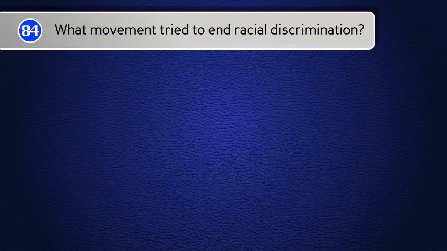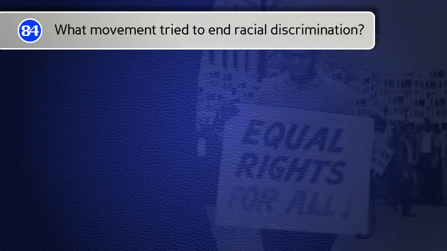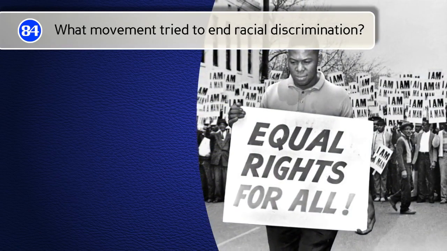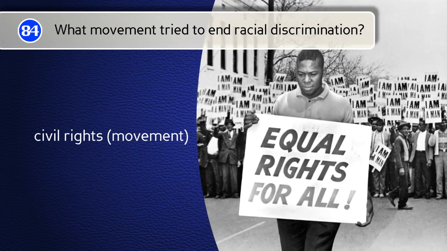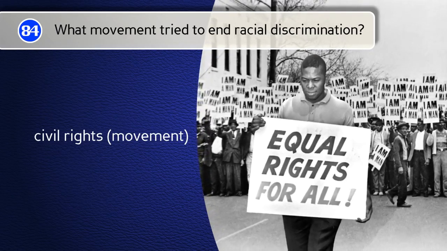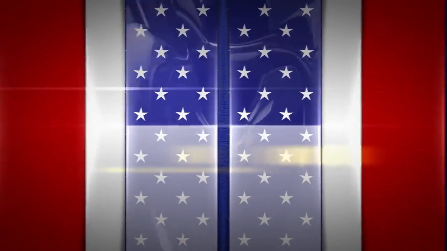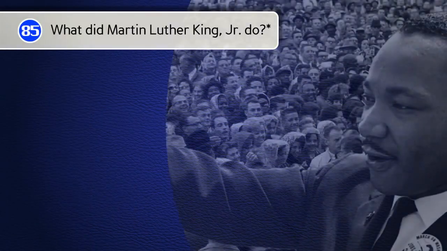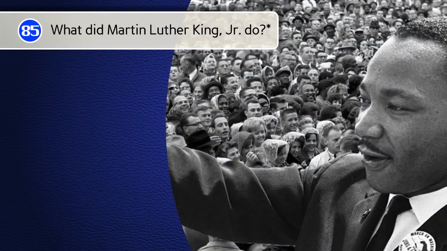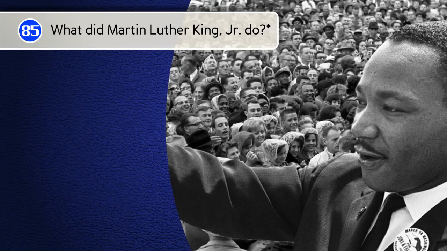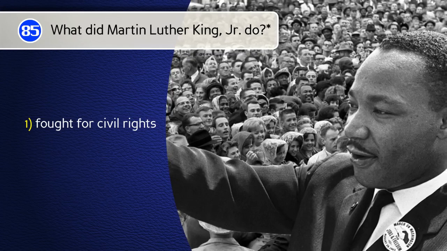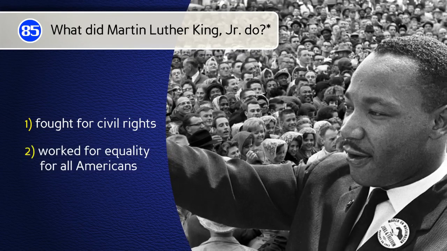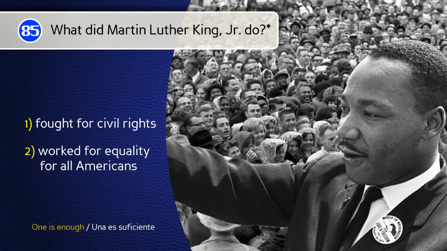What movement tried to end racial discrimination? Civil rights movement. What did Martin Luther King Jr. do? Fought for civil rights. Worked for equality for all Americans.